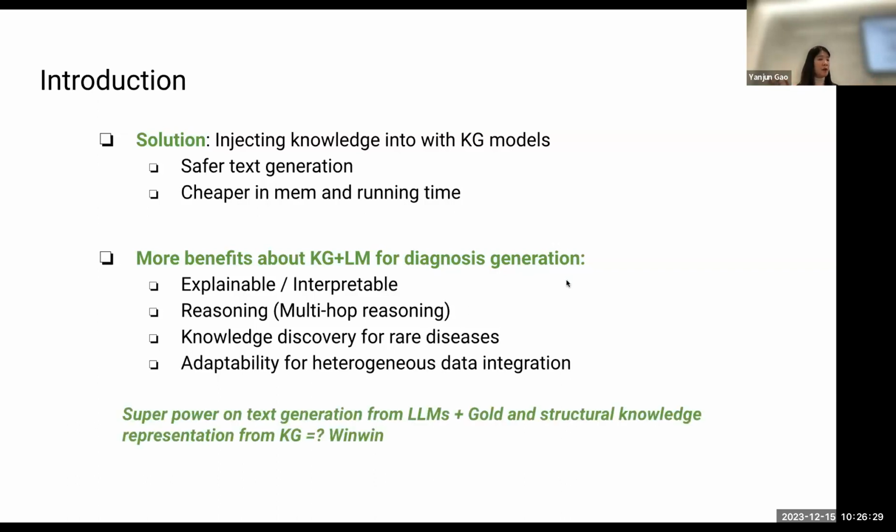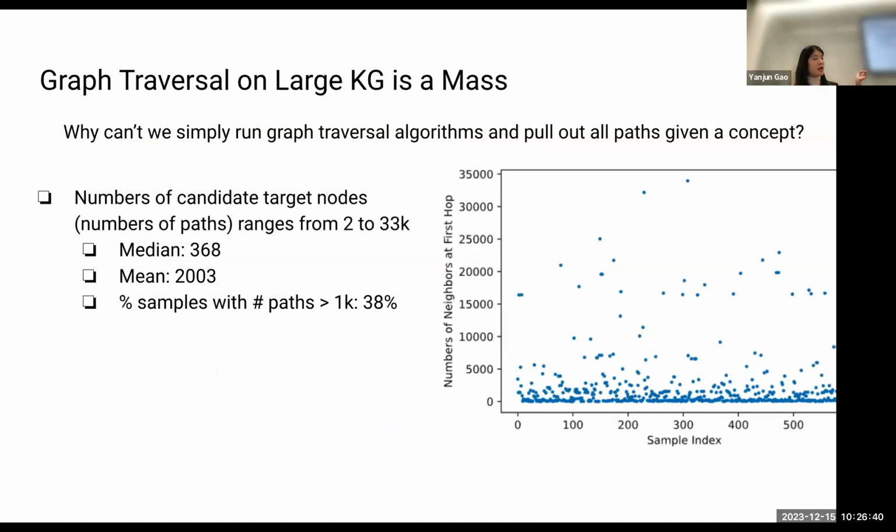Now the entire hypothesis of our work is that we might get benefits from this integration of the knowledge graph with the LLM, and maybe we can reach a win-win situation. So I want to go back to the question I just threw out, which is, can we simply run the graph traversal algorithm and pull out all the paths given the concept?